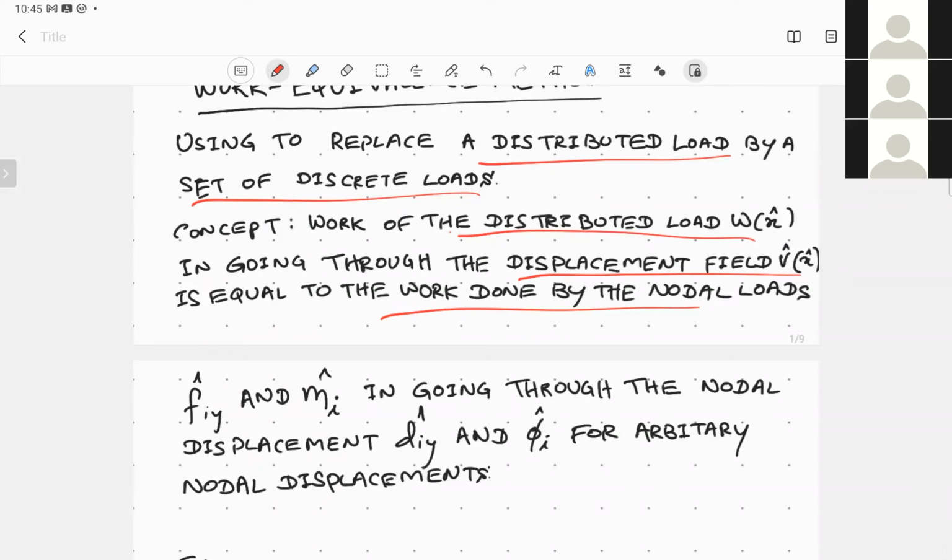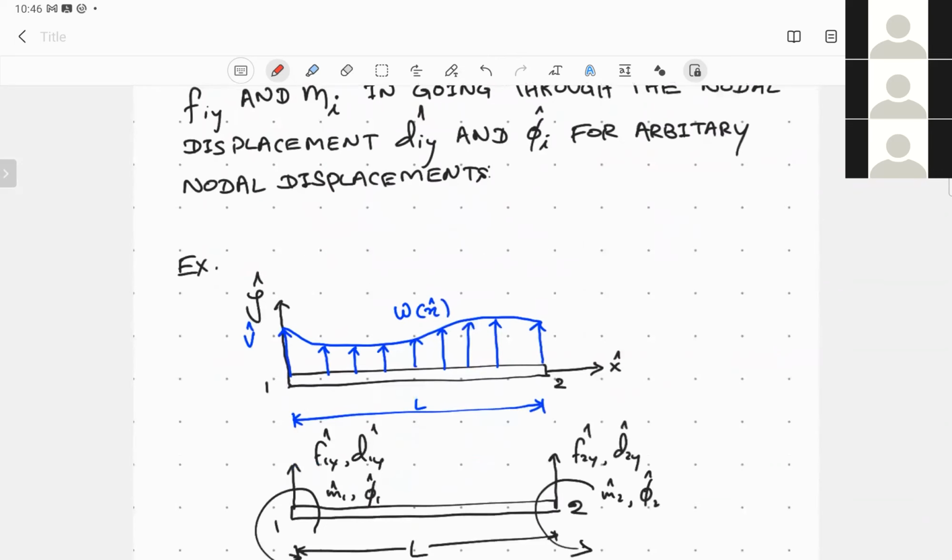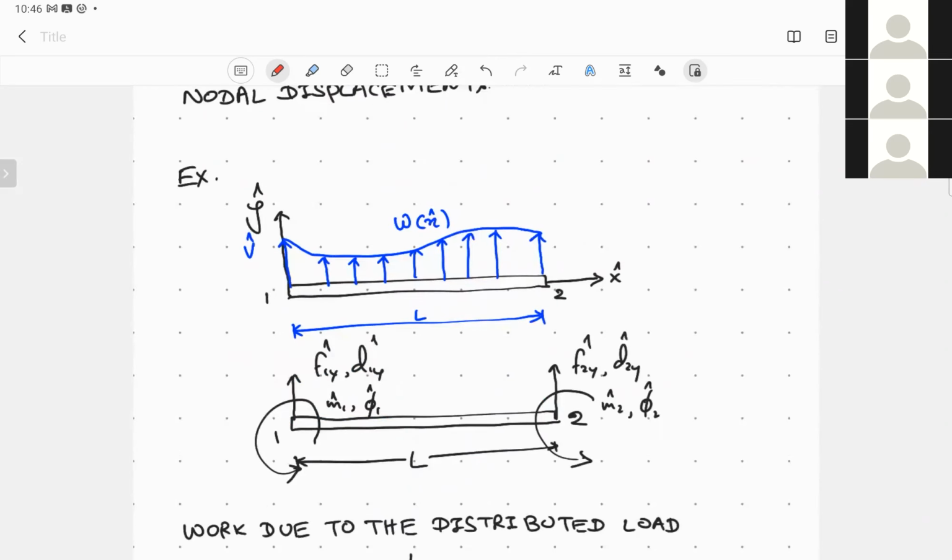So this is the concept. The work is the same. The work done by the distributed load should be equal to the work done by the nodal loads. That is the main concept. And using this concept, we can now break down the total load. For the time being, let's apply a normal force. This bar is subjected to a normal load given by Wx in this formation.